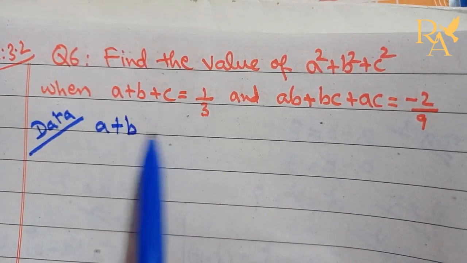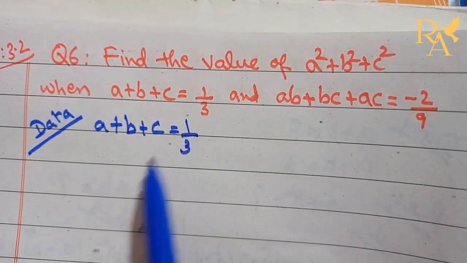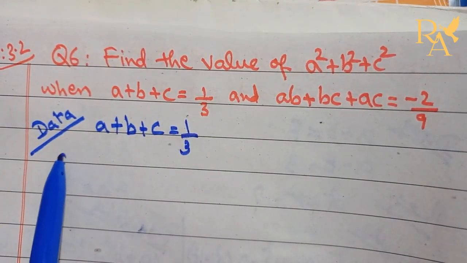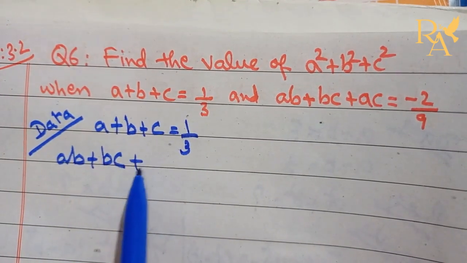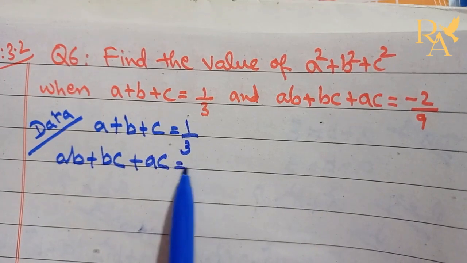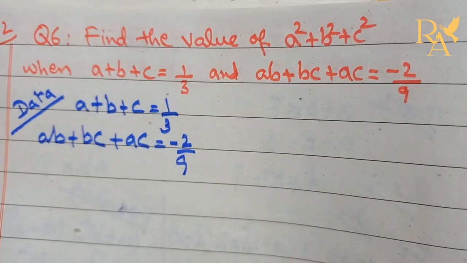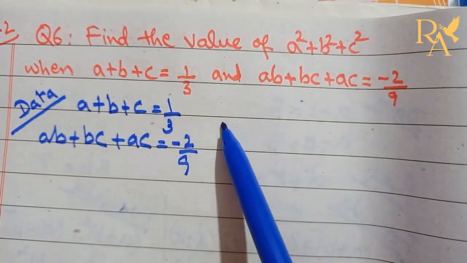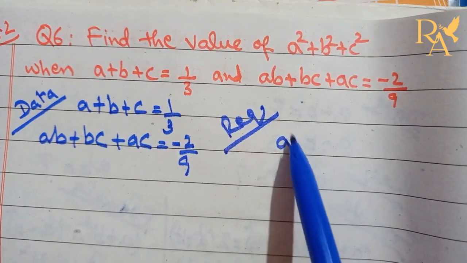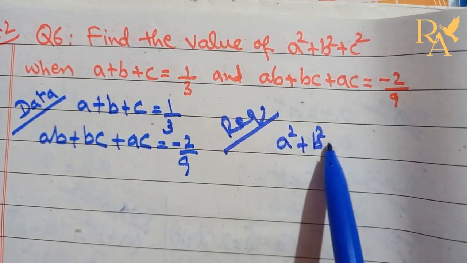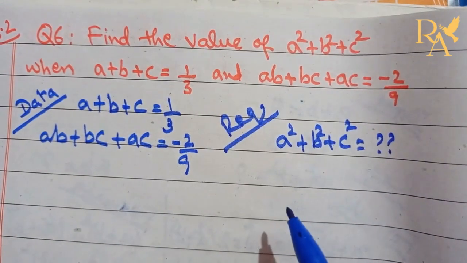A plus B plus C is equal to 1 upon 3 and AB plus BC plus AC is equal to minus 2 upon 9. And what is required? A square plus B square plus C square is required.